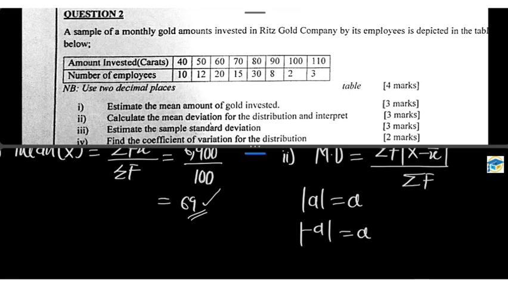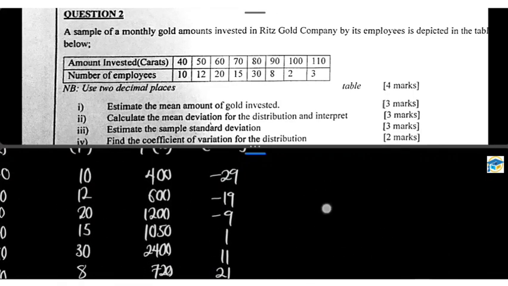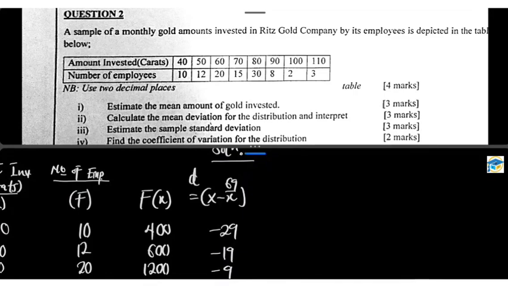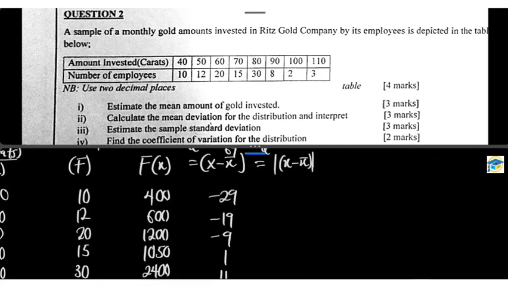So that is how we find the absolute value for any particular data. Alright, so we are going to find the absolute values of the deviation, and that's going to be equal to the absolute of x minus the x bar. Alright, so we find the absolute values of, so it's just a matter of what?